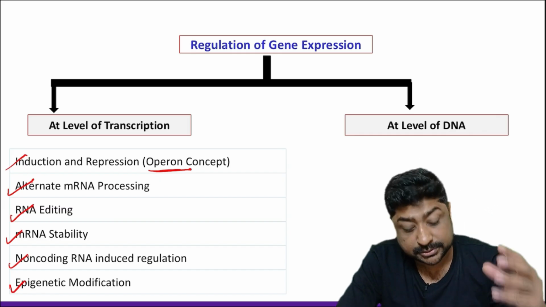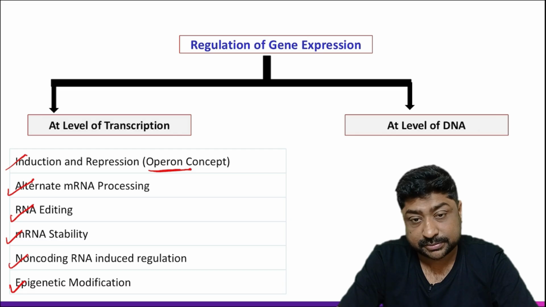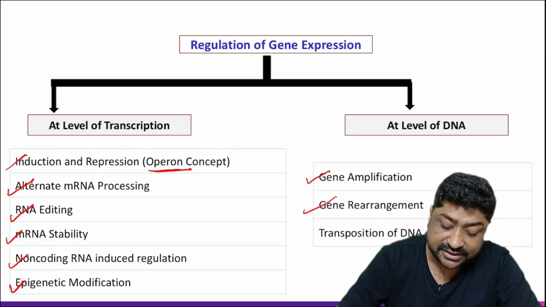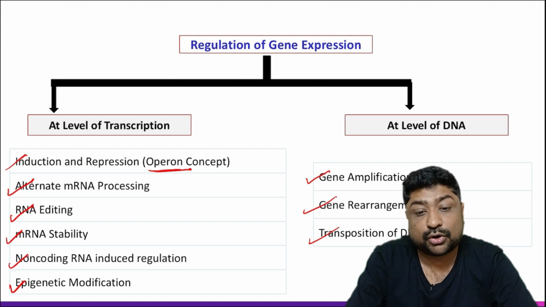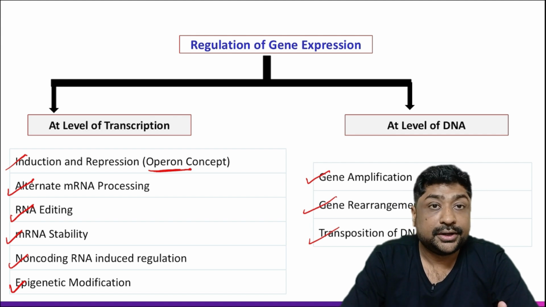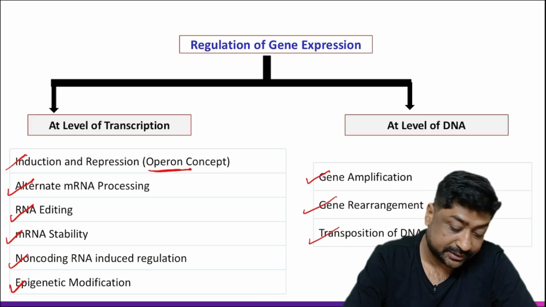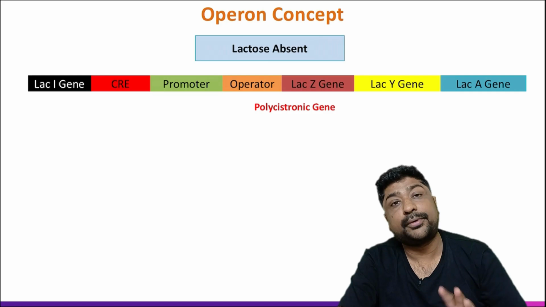And why are they high-yield topics? Because they are a part of regulation of gene expression. And at the DNA level, basically gene amplification, gene rearrangement, and transposition of DNA. All these are important, high-yield topics. And why are they important? Because they are involved in regulation of gene expression. So let's understand the operon concept.